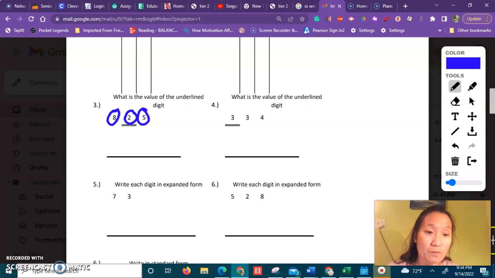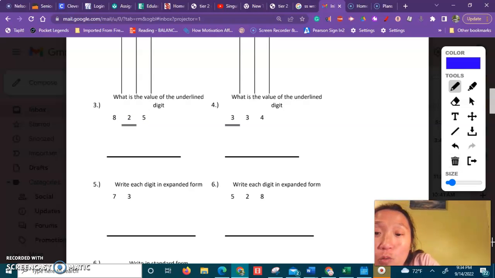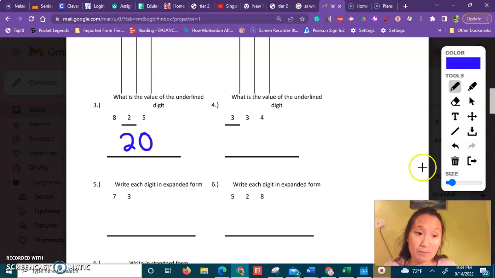So, what is the value of the underlined digit? Meaning, how much is that 2 $10 pieces of paper? If I have 2 pieces of paper, 1, 2, how much are 2 of them together? What's the value? How much money do I have all together? Well, I have $20. That's what I have.